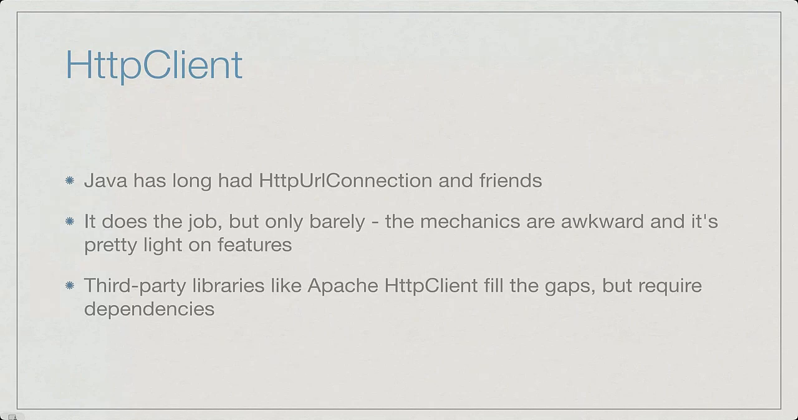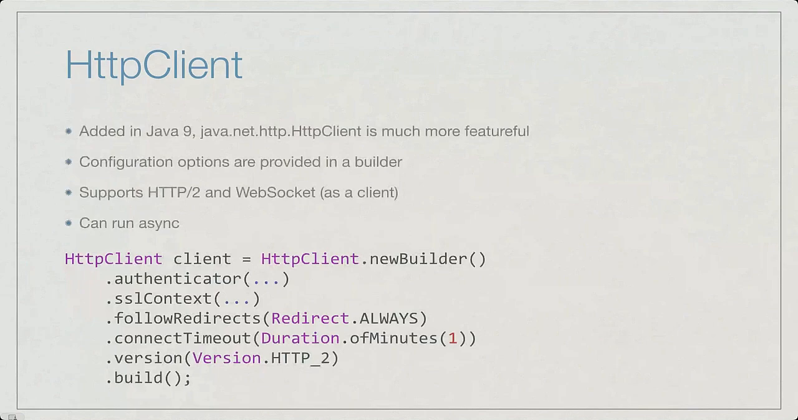There are tons and tons of third-party libraries. Apache HttpClient is one of the biggest ones. But those generally require dependencies. Not necessarily the end of the world, but Domino always makes dependencies difficult, and so the fewer dependencies needed, the better. HttpClient is added in Java 9, so it's definitely there by 17, and it's much, much, much better than URL connection, which is also still there.